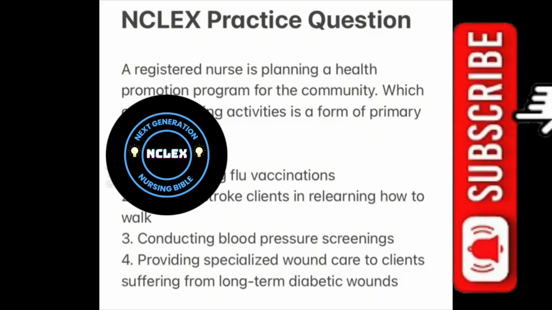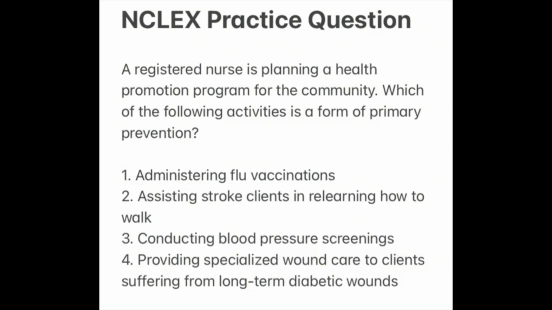Hi everyone, let's walk through an NCLEX practice question that might be similar to something that you could see on your exam. A registered nurse is planning a health promotion program for the community. Which of the following activities is a form of primary prevention?